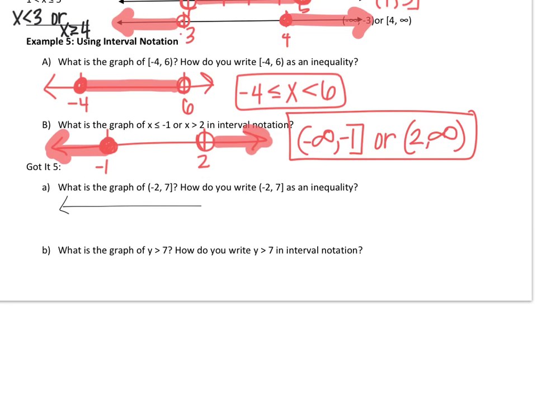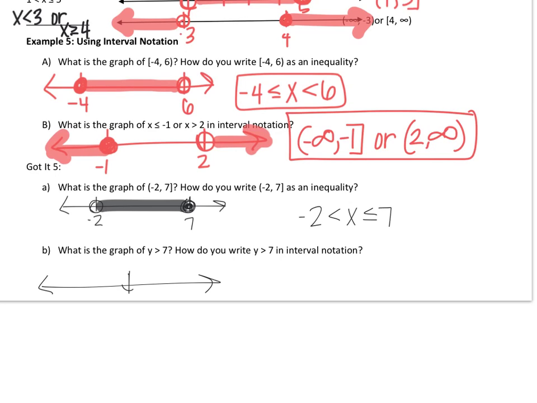Okay, the number line is going to have an open circle on negative 2 and a closed circle on 7, and you're going to shade between. And as an inequality, that's going to be an and, negative 2, less than x, less than or equal to 7. The number line for B is just going to have an open circle on 7, and you're going to shade to the right. And in interval notation, that's going to be parentheses 7 to positive infinity parentheses.